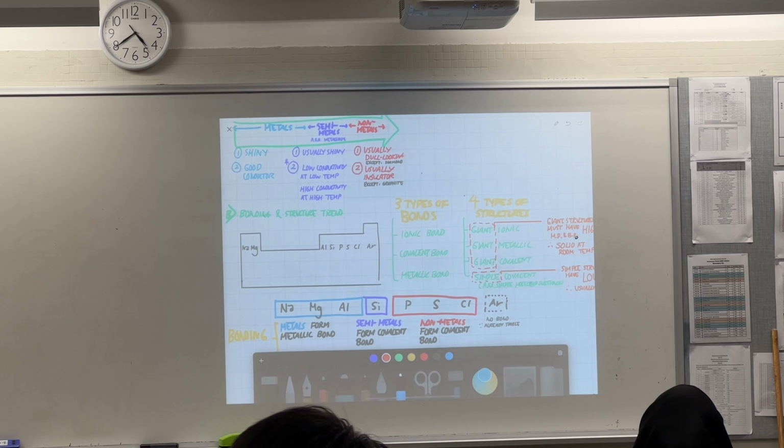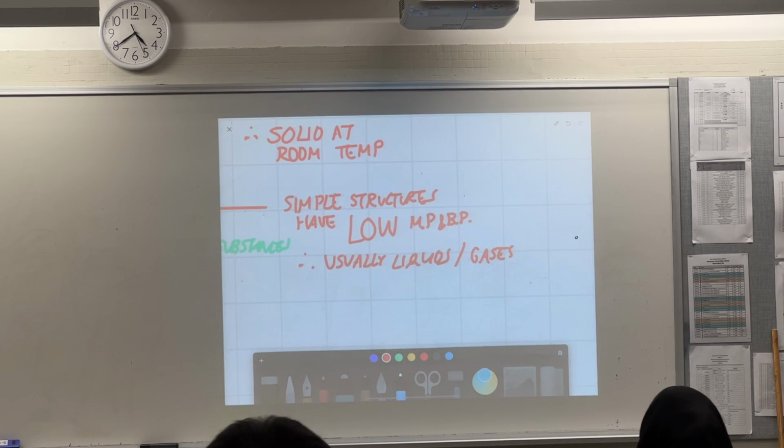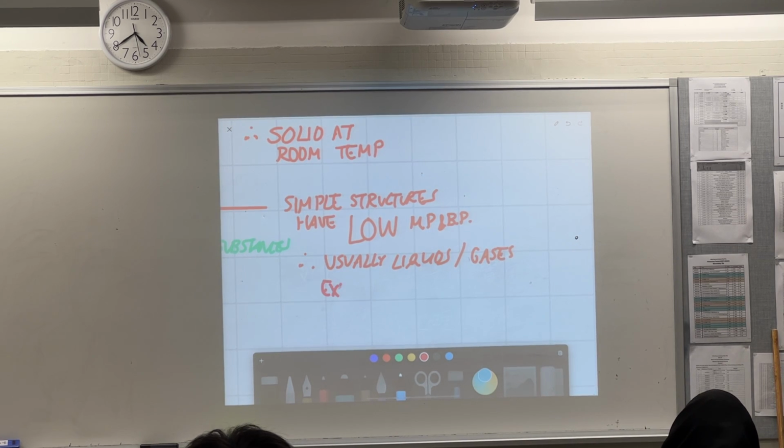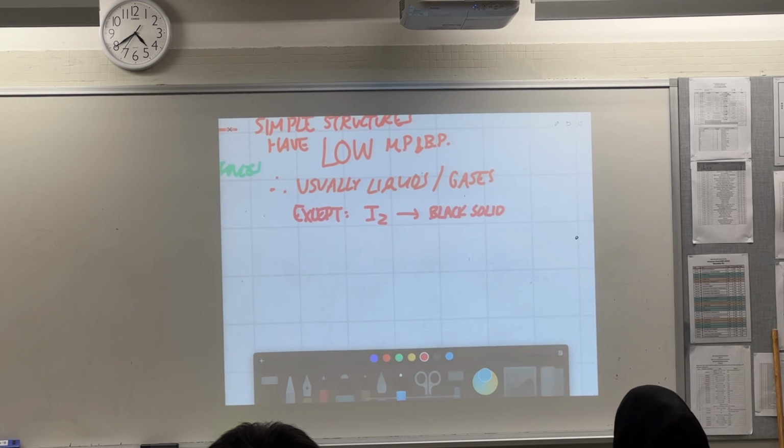All halogens are toxic. So can you put down, they are usually gases, except iodine, which is a black solid, which gives off a purple flame. By the way, you need to remember the state change from solid to gas. What do you call the state change from solid to gas directly?